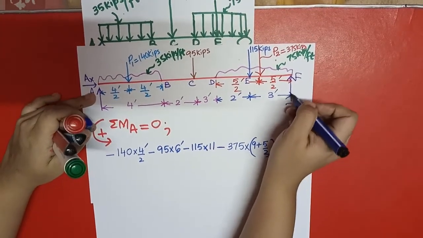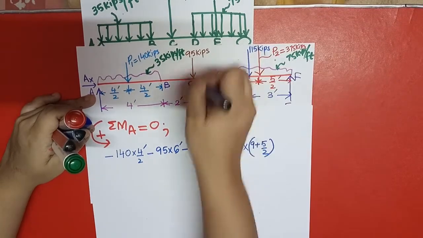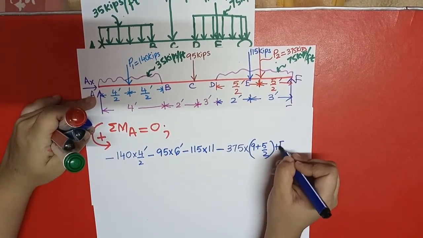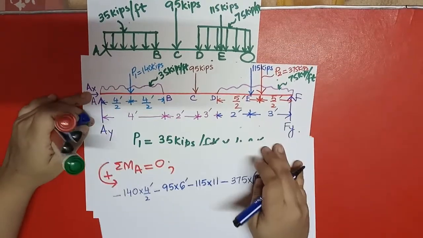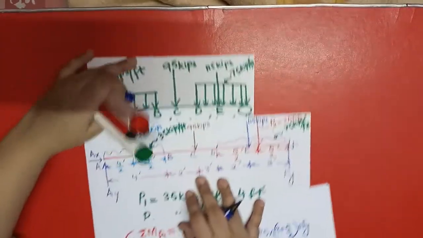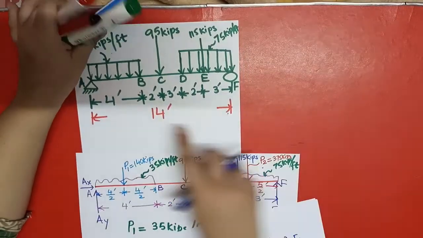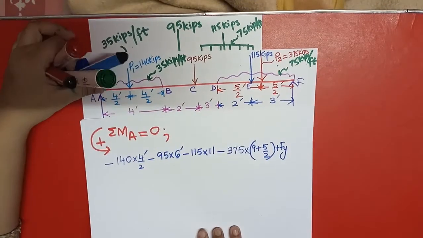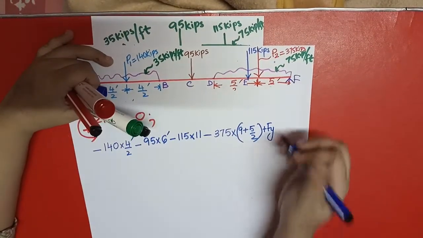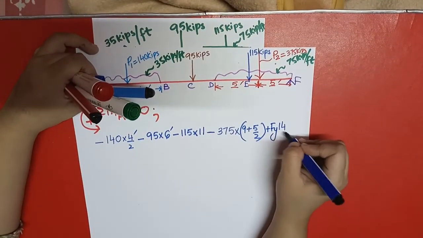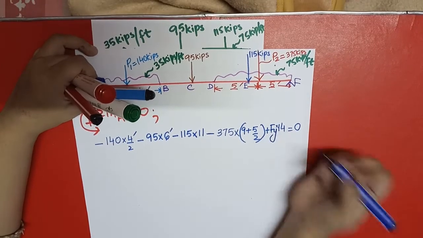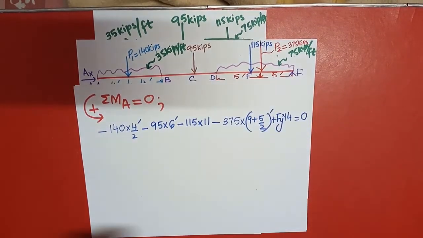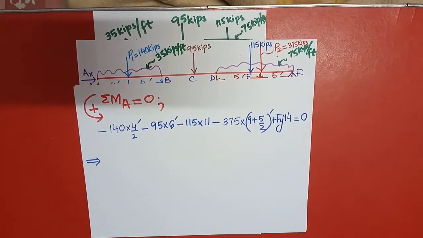And this Fy should rotate anti-clockwise, and I have taken anti-clockwise as positive. Fy and the total length of the beam I have already calculated, it was how much? You can see it is 14 feet. You can also calculate it again. So the distance between A to F is 14 feet. So I can write 14 here equals to 0. You can put a multiply sign also. So this is the way to take your moments.